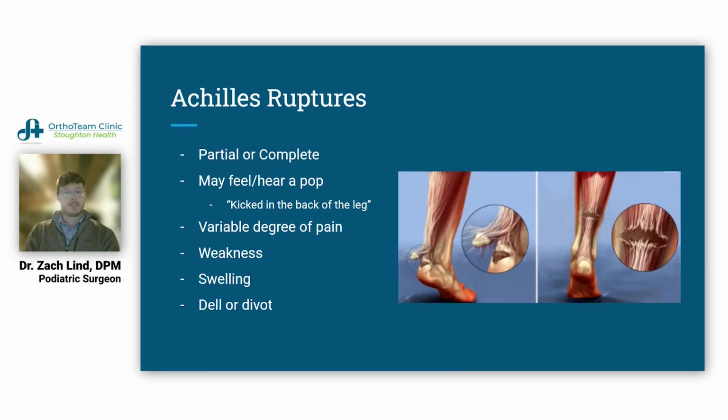There's a variable degree of pain. These surprisingly aren't all that painful for a lot of people. But it does lead to weakness. Again, the Achilles tendon is the strongest tendon in the body. It can support up to 7 times your body weight when sprinting. So naturally, you would have some level of weakness associated with a rupture of that tendon.